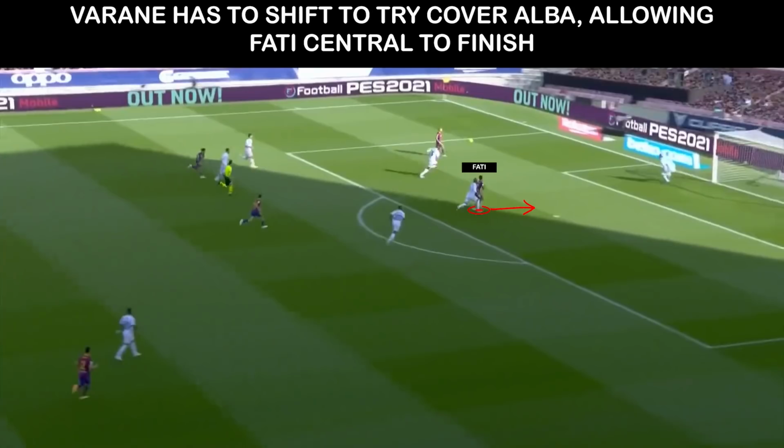Varane then has to shift across, and Fati uses a burst of pace to get in front of Ramos and finish coolly.